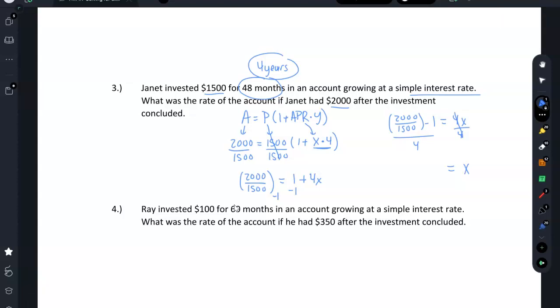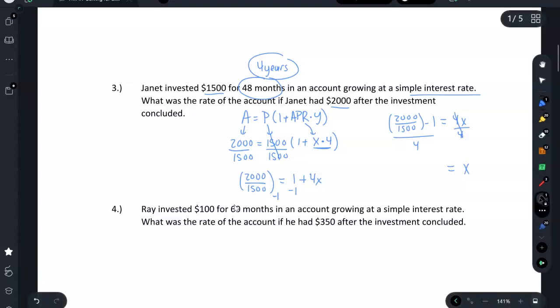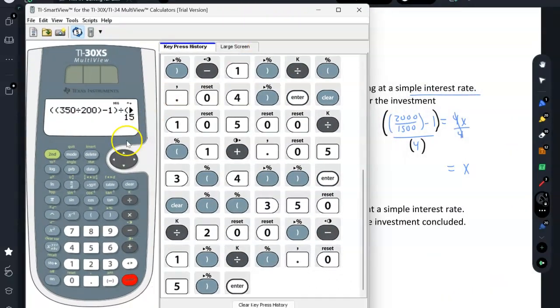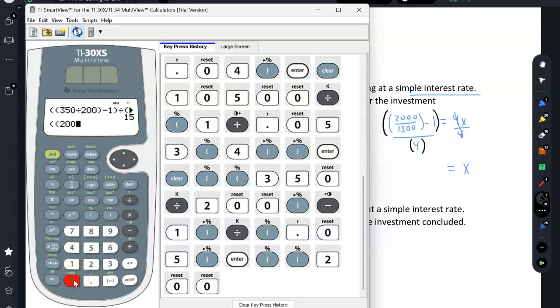When I punch this in the calculator, and this is what's missed a lot, you need to have parentheses around your numerator, and even though it's unnecessary here, around my denominator. So I'm going to grab my calculator and try to move it to the other side so we can see what I need to type in. So this is going to be parentheses, 2,000 divided by 1,500.